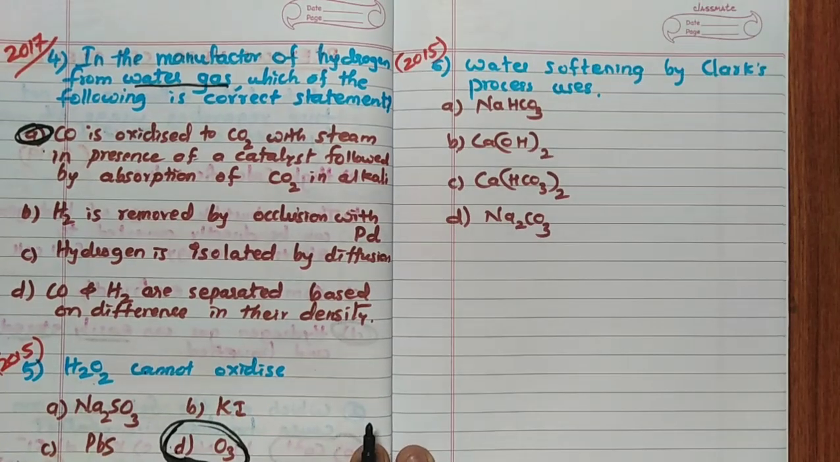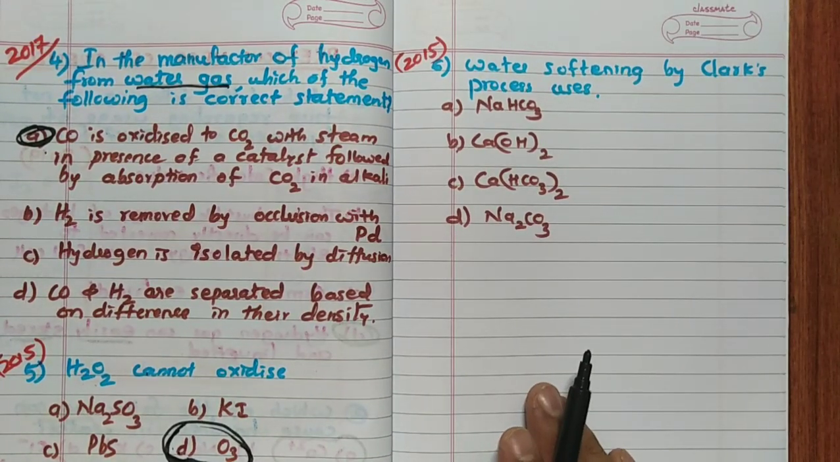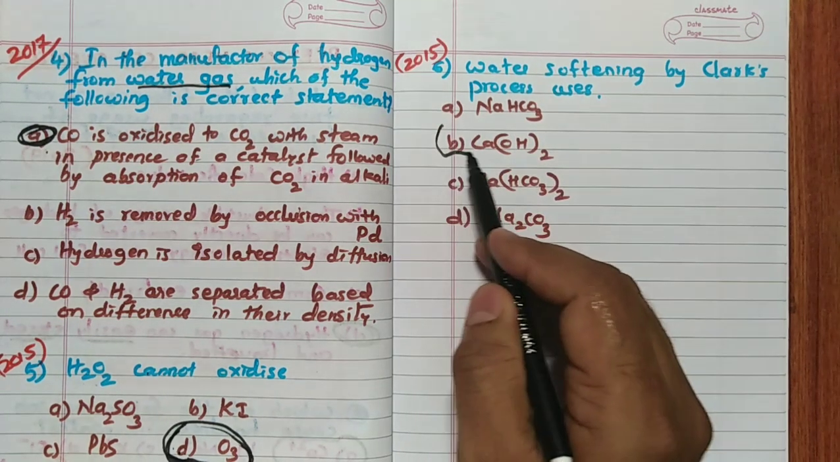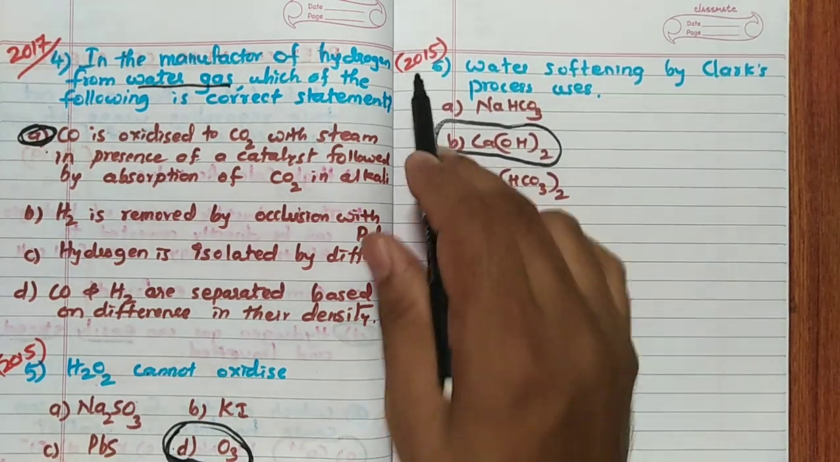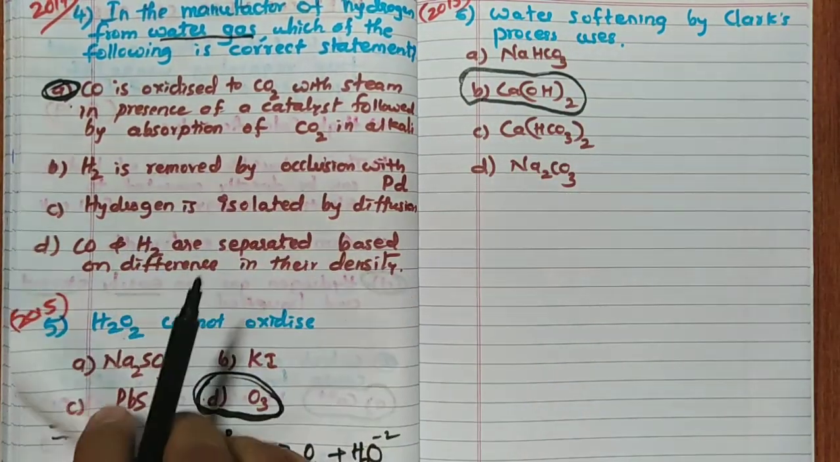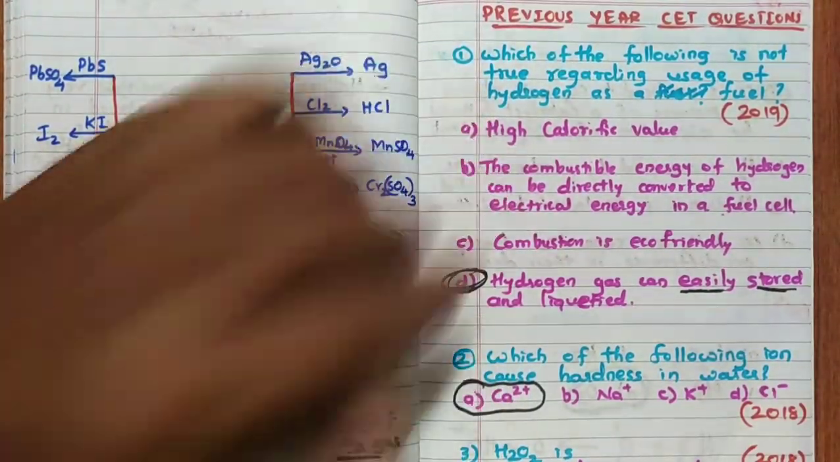Last one, water softening by Clark's process uses slaked lime. Slaked lime formula is which one? Calcium hydroxide. So the answer is calcium hydroxide. Very simple. 2015 asked question. See, 2015 two questions, 2016 no question, 2017 one question, 2018 two questions, 2019 one question.